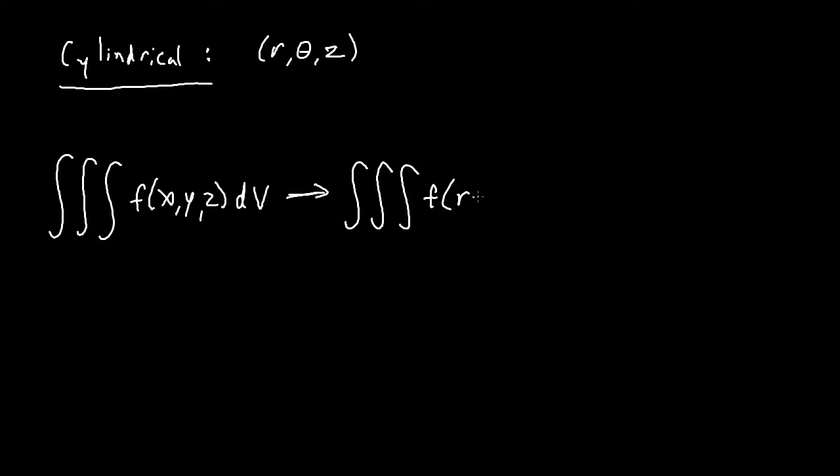So we have f of r cosine theta, comma, y is going to be r sine theta, and z stays the same. And in cylindrical coordinates, whenever you convert the triple integral, you always have to multiply by the extra r variable, similar to how we converted into polar coordinates with double integrals.